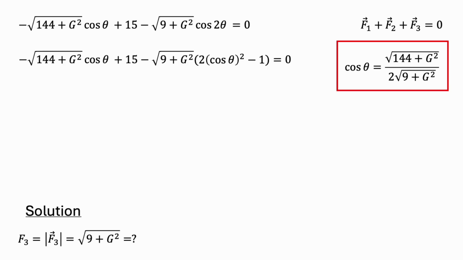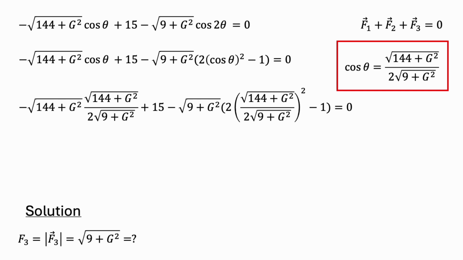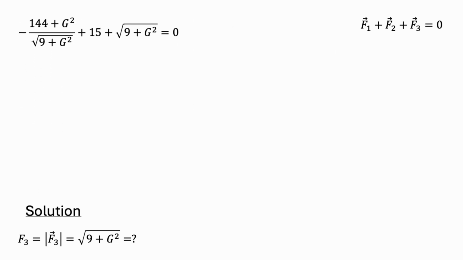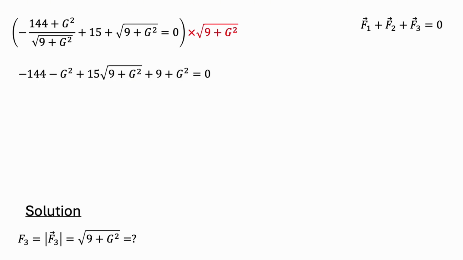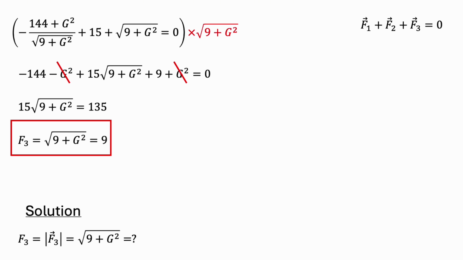And then substitute the expression for cosine theta to obtain this lengthy expression, which simplifies to the equation minus (144 plus g squared) over square root of 9 plus g squared, plus 15, plus square root of 9 plus g squared, equals 0. Multiplying both sides by square root of 9 plus g squared to clear the denominator, we see that g squared cancels out, and after rearranging, we obtain 15 square root of 9 plus g squared equals 135. Therefore, F3 equals 9 units, which is the solution to our problem.